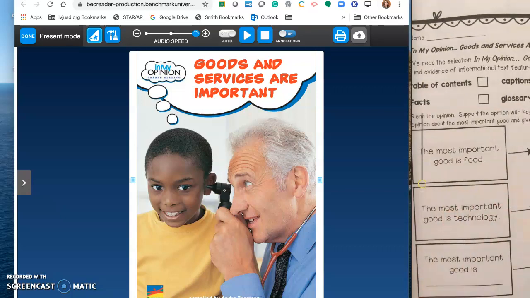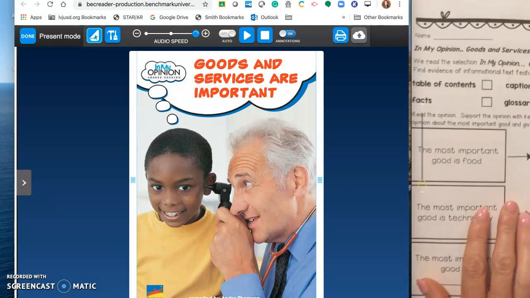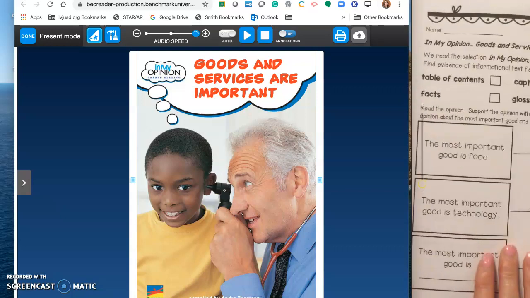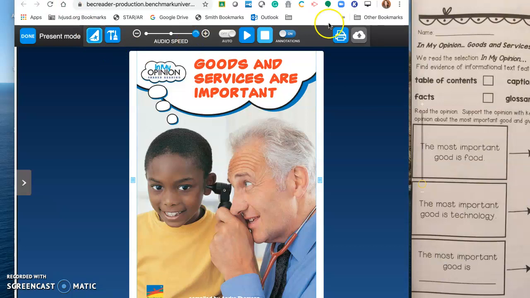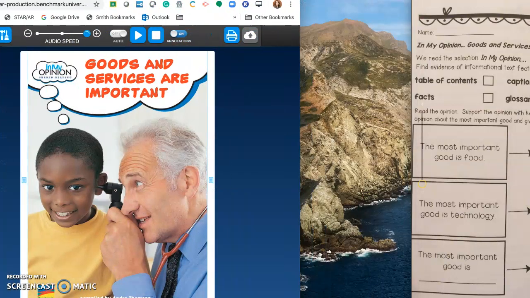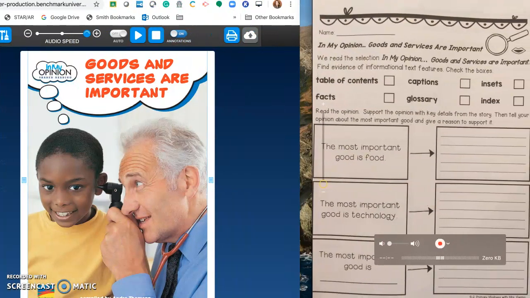Hi guys, today we are going to do a text evidence lesson using the text Goods and Services. Goods and services are important. We have already read this text once this week, so we are going to reread it, and we are looking for some evidence in the text and using this worksheet that we have here. Okay, so I'm trying to share my screen and fit them both in here.